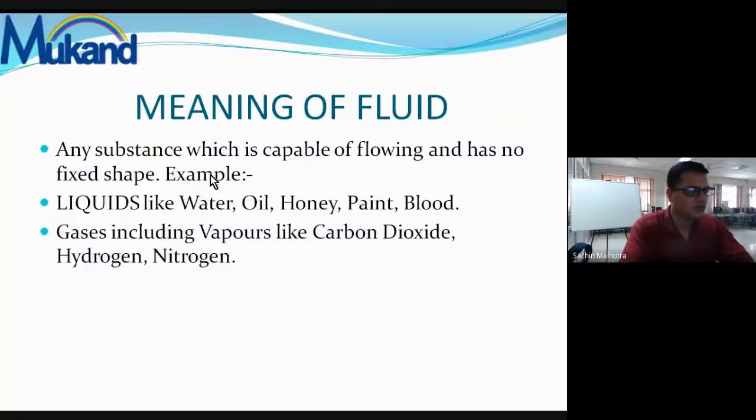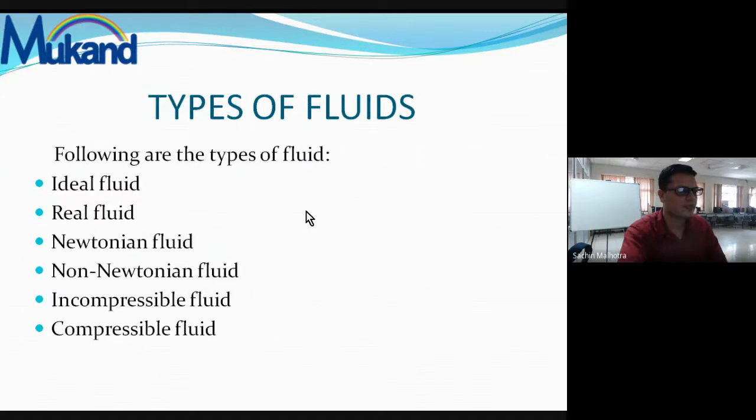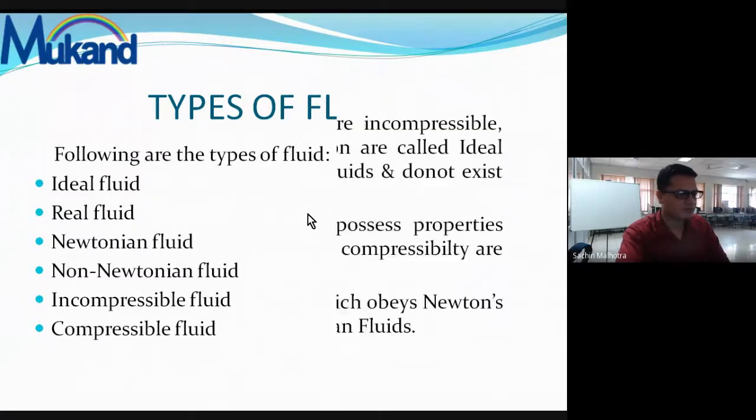Fluid. So what is fluid? Any substance which is capable of flowing and has no fixed shape. For example, liquids like water, oil, honey, paint, blood, gases like carbon dioxide, hydrogen, nitrogen, including water vapors. Next comes the types of fluids. Fluids are of following types like ideal fluids, real fluids, Newtonian fluids, non-Newtonian fluids, incompressible fluids, and compressible fluids. So we will study them one by one.